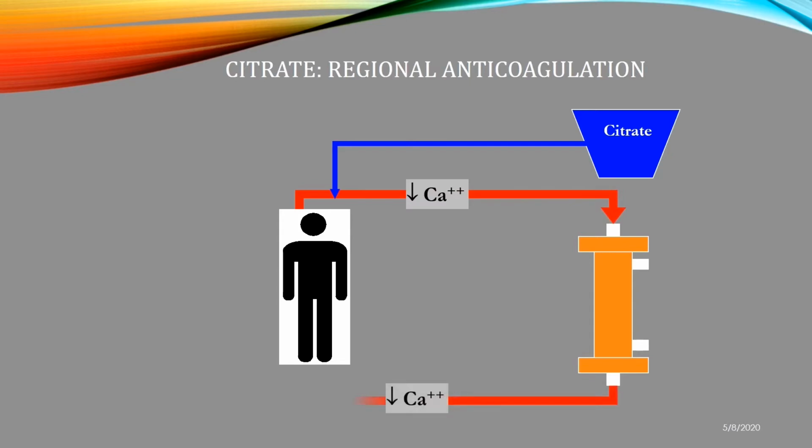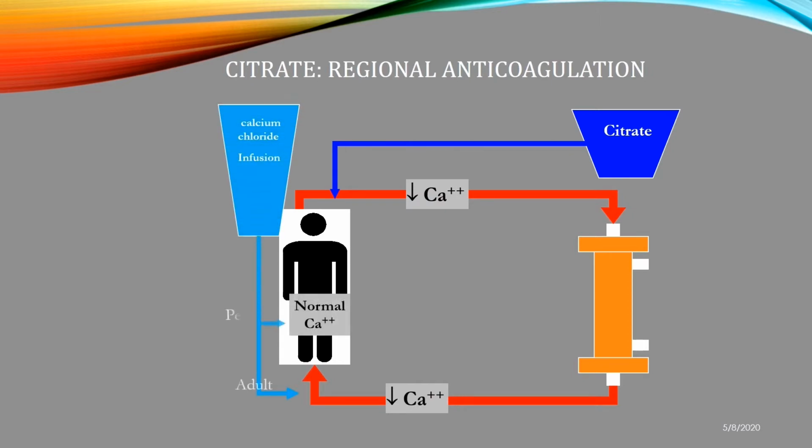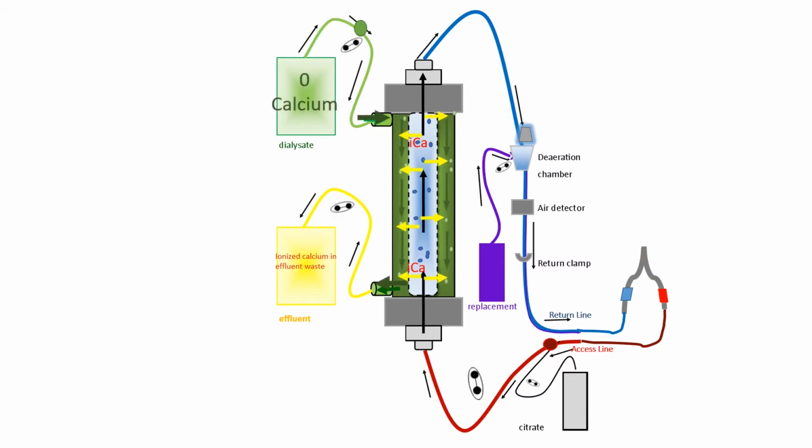So for a blood flow of 50 mils per minute, that is 3 liters per hour of calcium-poor blood returning to the patient. For 200 mils per minute, that is 12 liters of calcium-poor blood per hour returned to the patient. This would drop a patient's ionized calcium to 0.25 to 0.4 very quickly. Therefore, a calcium chloride infusion must be administered to the patient during CRRT.